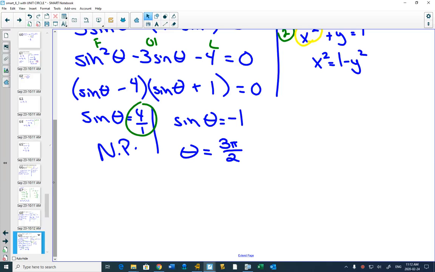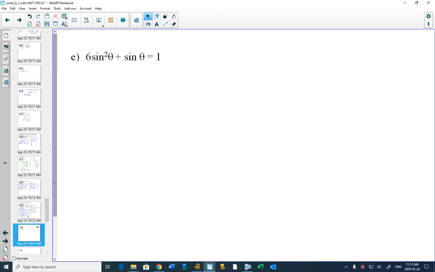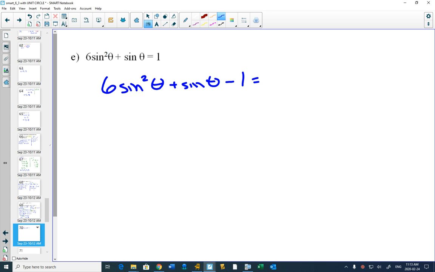All right. Next question. Can you see that it's quadratic? Okay, anytime something's quadratic and you're solving it, if you want to solve it by factoring, you have to make one side equal to 0.